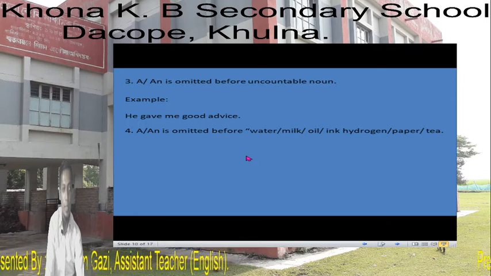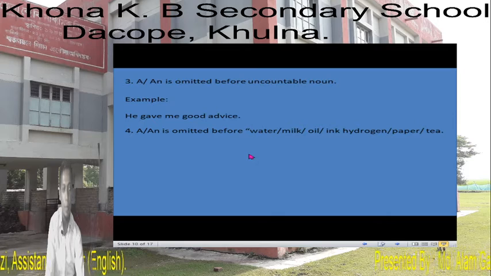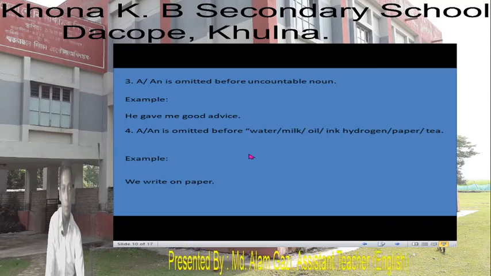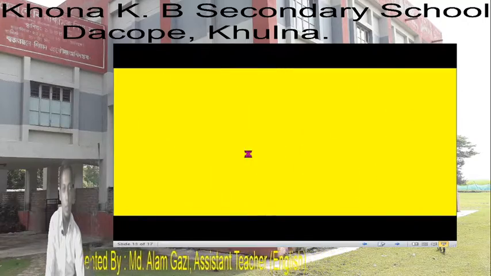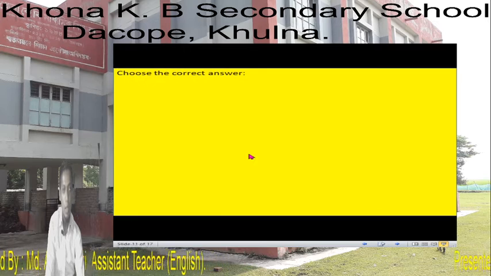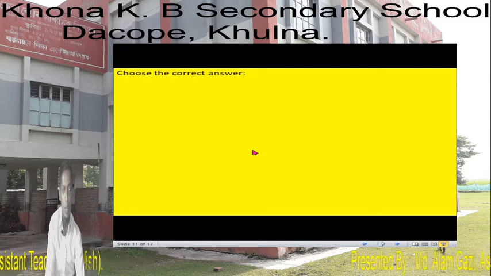A or an is omitted before water, milk, oil, ink, hydrogen, paper, tea. For example, we write on paper. Dear students, now I will give some MCQ questions to you. Choose the correct answer.